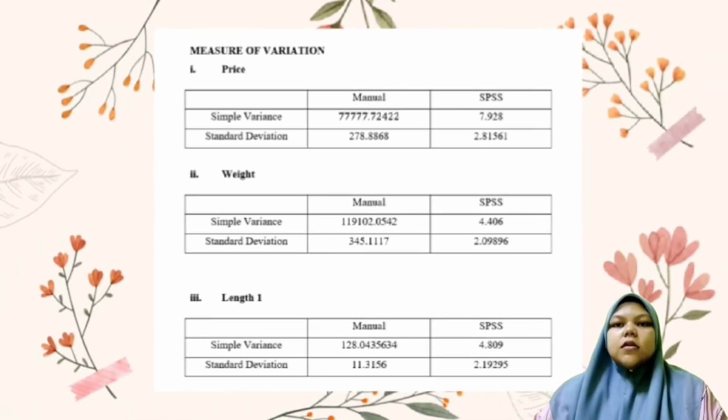Measure of variance. The same things happen to standard deviation and variance. It shows a different result because of the error of the system, as SPSS analyzes the data separately, and the data class interval is too large.